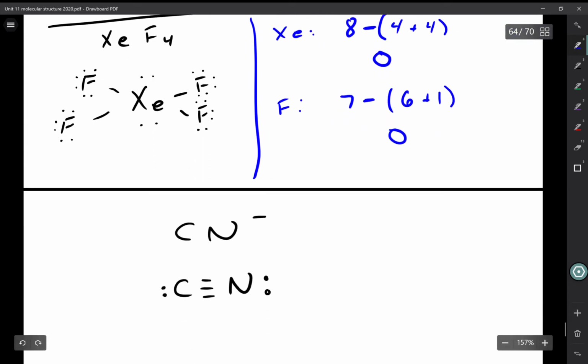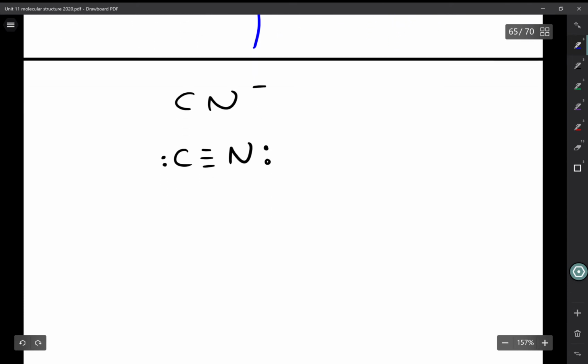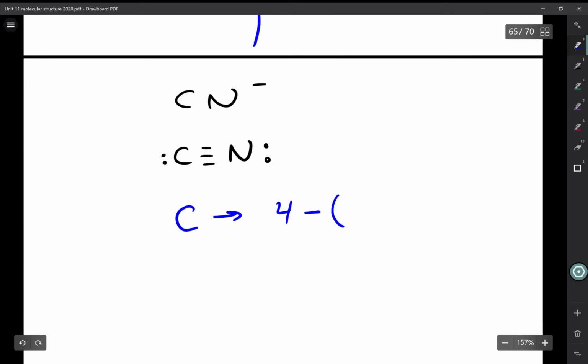Okay. Now here we have an ionic compound, CN minus. So let's look at carbon. Carbon is 4 electrons when it's by itself, minus the unshared, which is 2, and shared, 2, 4, 6. Half of 6 is 3. So 4 minus 2 plus 3, that's -1.